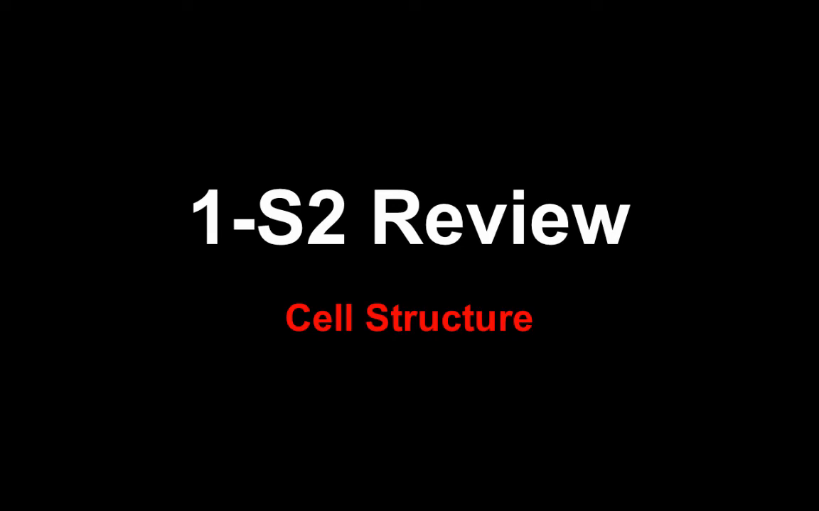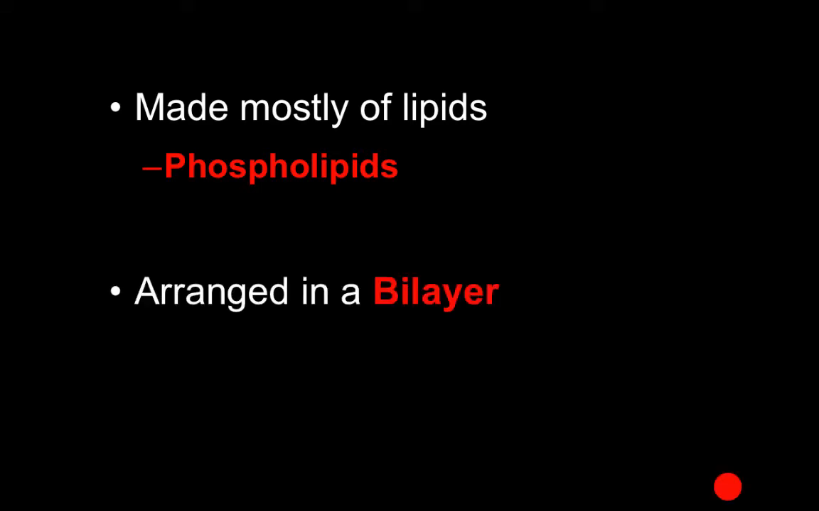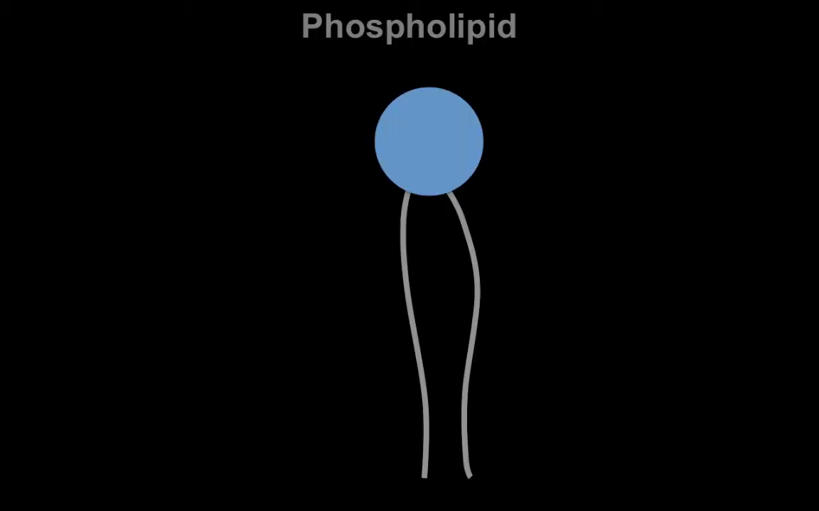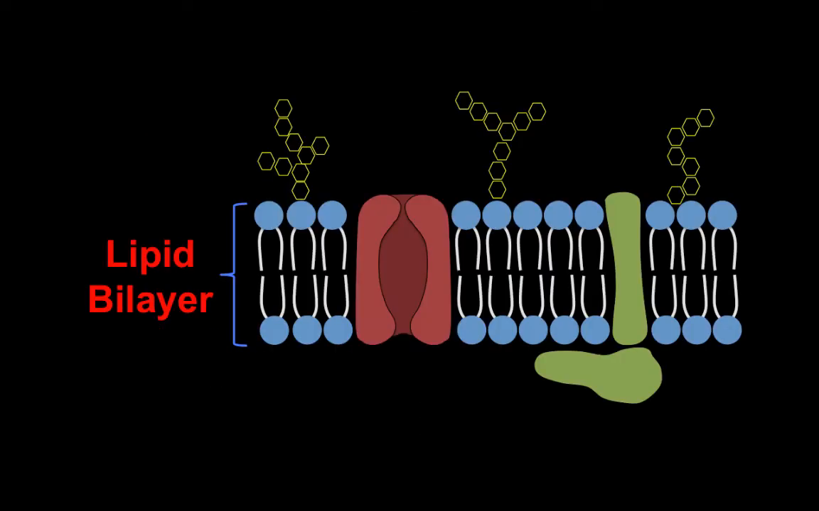In this review, we're going to look at cell structures. So we're going to start with membranes. Remember, they're mostly made of lipids, specifically phospholipids, and these are arranged in a bilayer. So here we have a phospholipid with its phosphate head that likes water and its fatty acid tail that hates water. They're arranged in this bilayer.